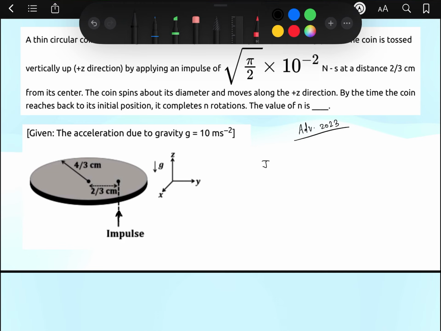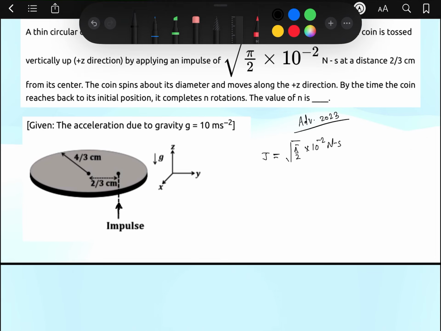J is equal to root under pi by 2 multiply 10 to power minus 2 Newton seconds. Okay. At a distance of 2 by 3 from the center. The coin spins about its diameter and moves along the plus z direction. By the time the coin reaches back to its initial position, it completes n rotations. The value of n we have to tell what it is. Okay. And the value of acceleration due to gravity here we have to use g is equal to 10 meter per second square.